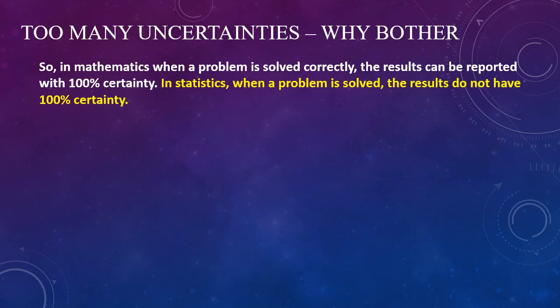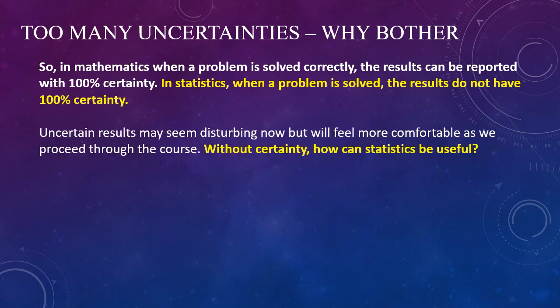So it may seem a little bit mind-boggling that there are so many uncertainties. For example, typically when you take a math course, when you solve the problem correctly, you know that you can report the result with 100% certainty. In statistics, when a problem is solved, the results do not have 100% certainty.